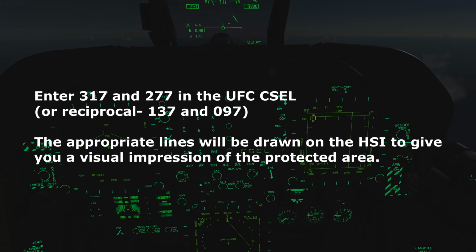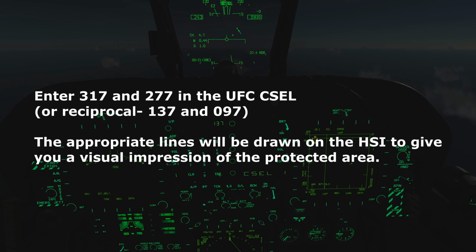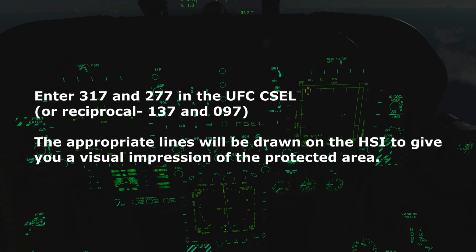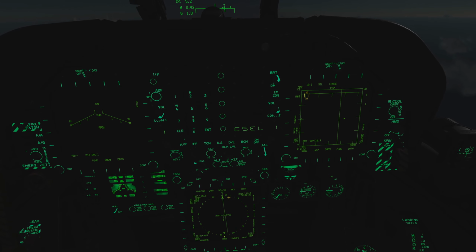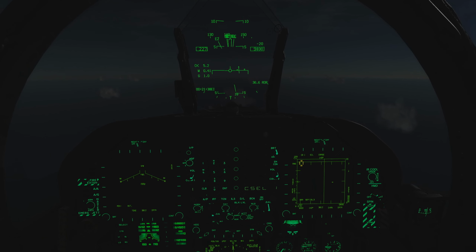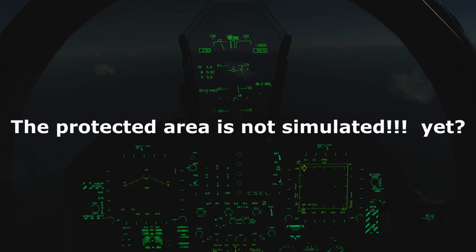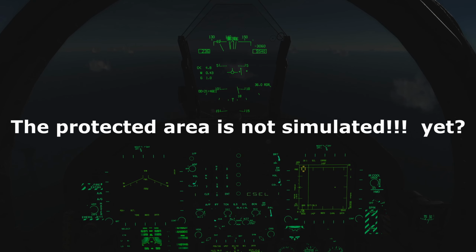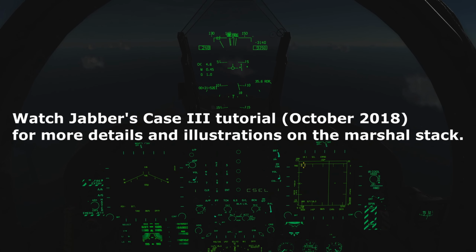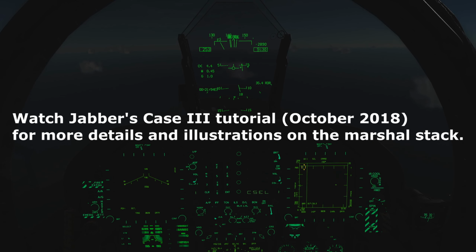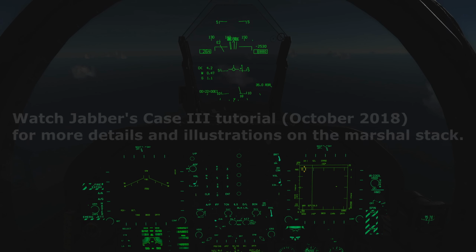In the UFC course select, I can enter 317 and 277, or the reciprocal of those radials, to get a visual impression of the protected area on the HSI. Looking at my HSI, I am just outside of the protected area, so I can descend to Angels 8 now before turning towards the Marshal stack. But guess what? All of this is not currently in the game mechanics, so it is not crucial. For further information on this protected area around the Marshal stack, check out Jabber's Case 3 tutorial video from late 2018, link provided below in the description.